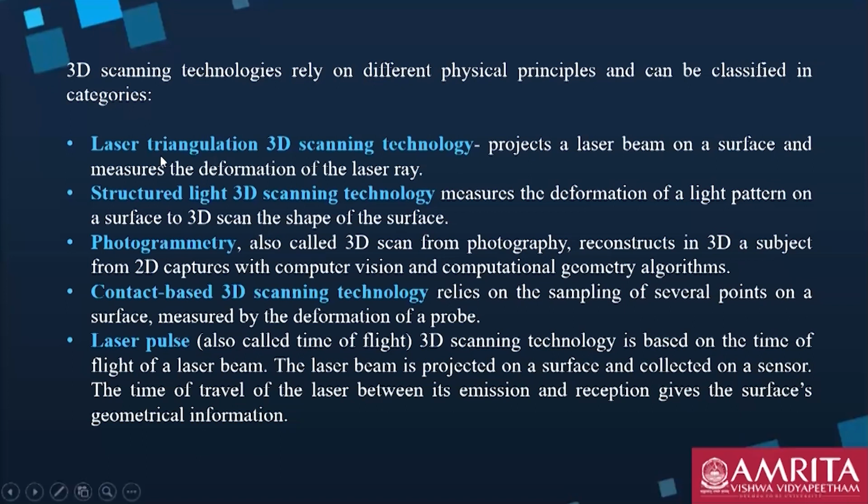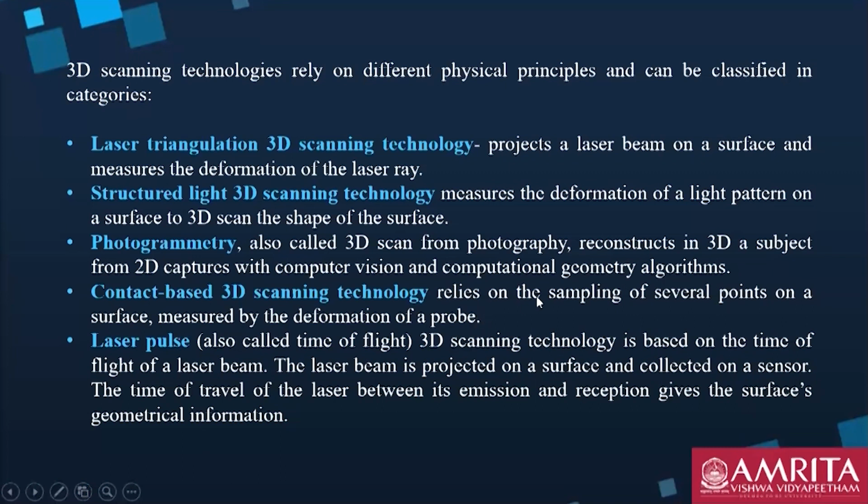There are different laser triangulation 3D scanning technologies where they use a laser beam to find out the deformation between the laser rays. Structured light 3D scanning technology measures the deformation of the light. So these are the different methods by which 3D scanning is done.